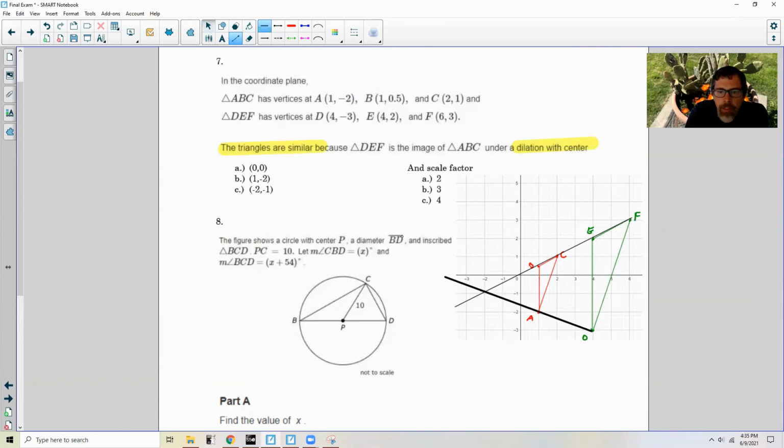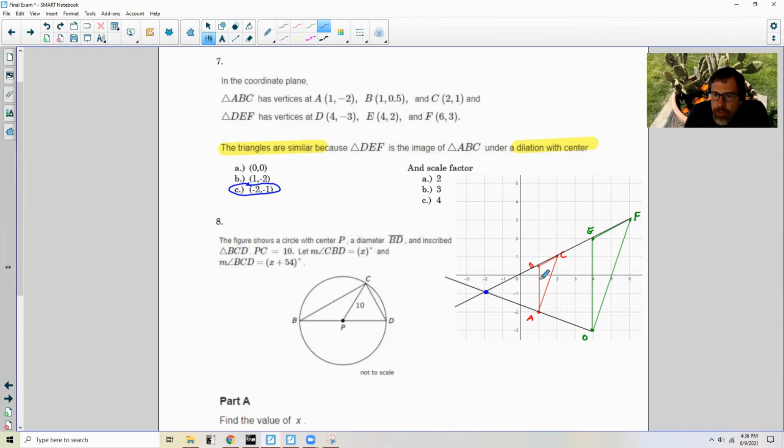Let me make that thinner, so you can see better. Okay, and as you can see, A went down this trajectory to D. And the answer to this part of the problem is, where do those 2 lines intersect? It's right there, -2, -1. So the answer to the center of dilation is C, -2, -1.